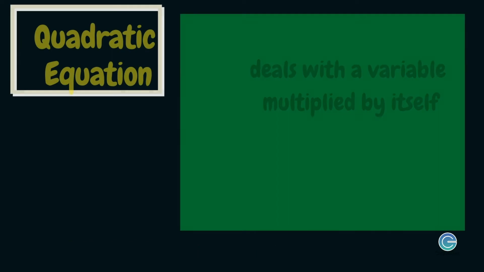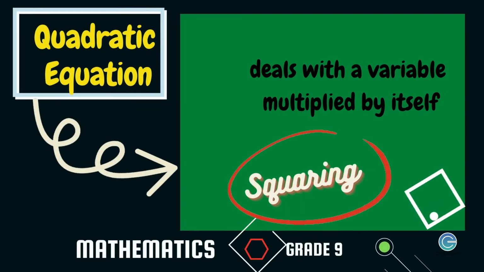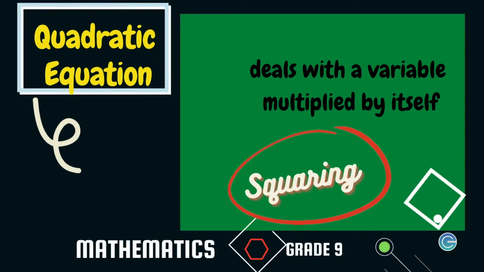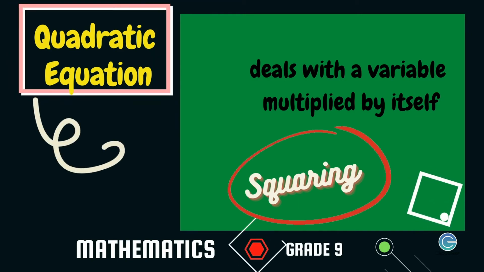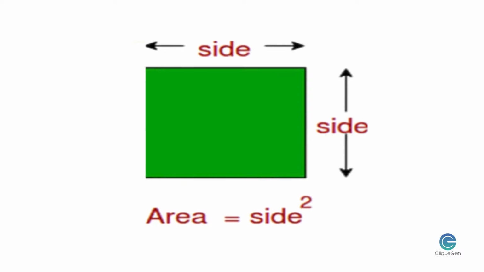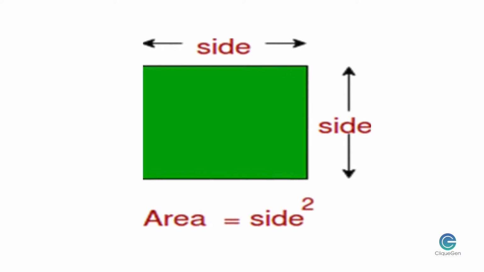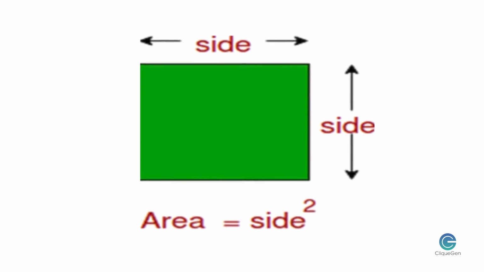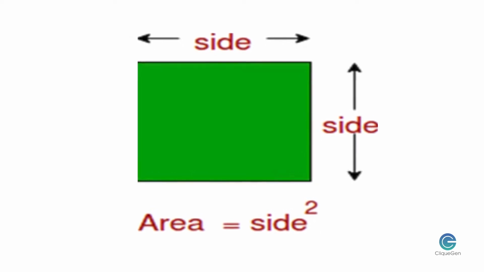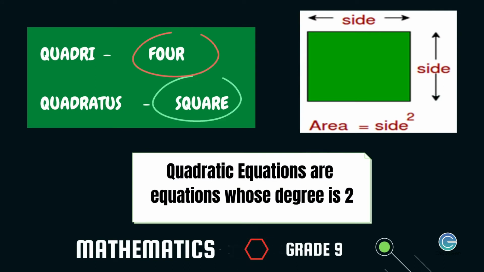In mathematics, quadratic is a type of problem that deals with a variable multiplied by itself. This is an operation known as squaring. This language derives from the area of a square being its side length multiplied by itself. The prefixes quadri and quadratus in Latin mean four and square respectively.